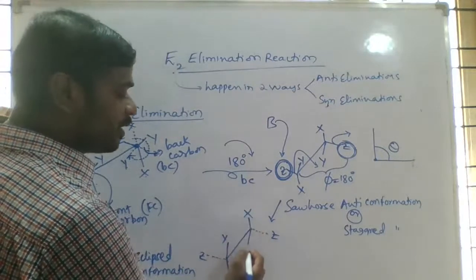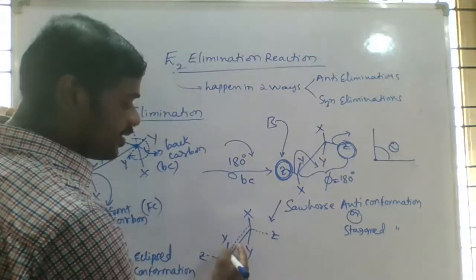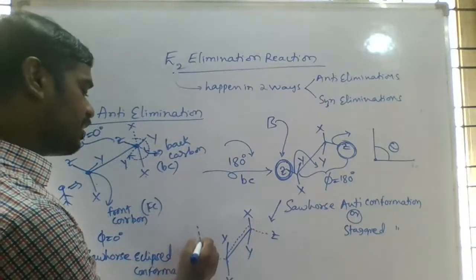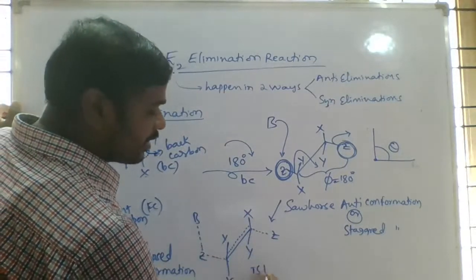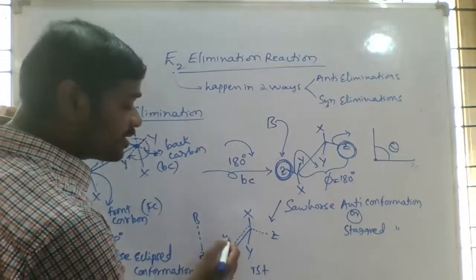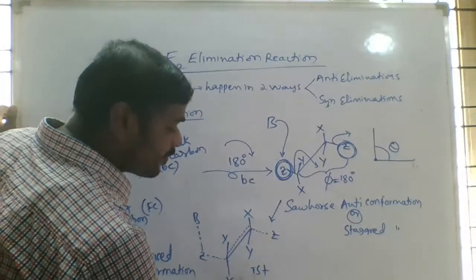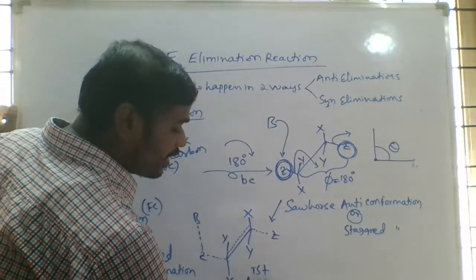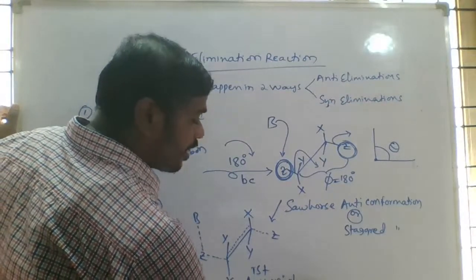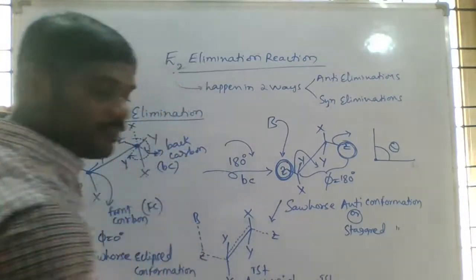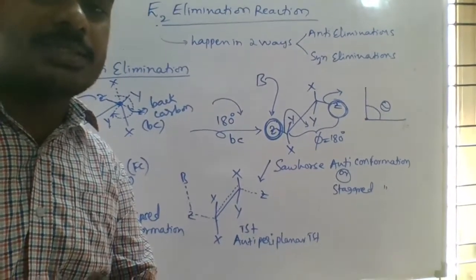Here the X group, here Y. Bond formation takes place here, with the base. This is called the transition state. Which type of transition state? The leaving group is in an anti-separation. Therefore, the transition state formed is an anti-periplanar transition state.